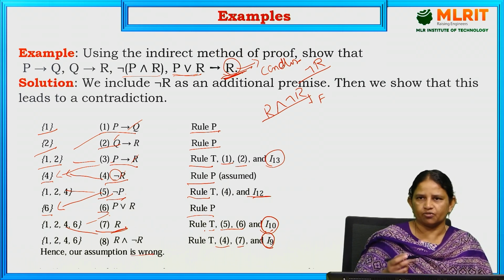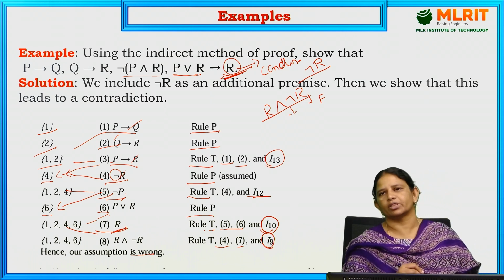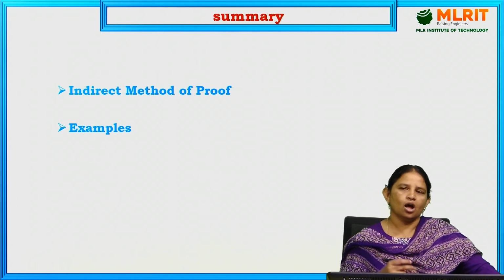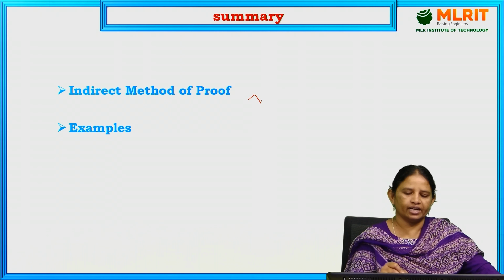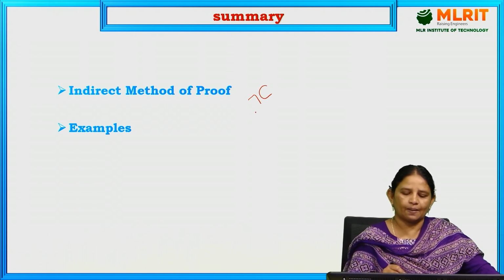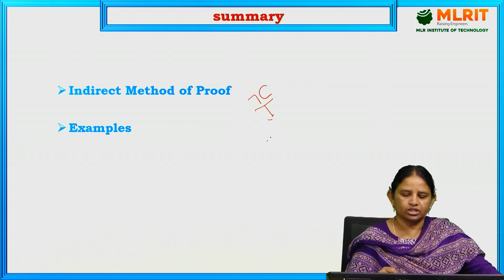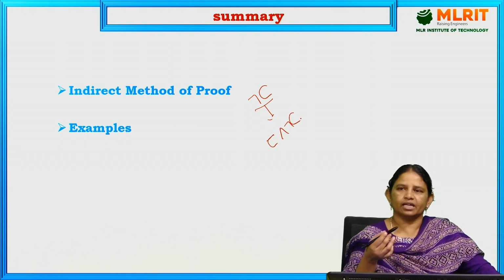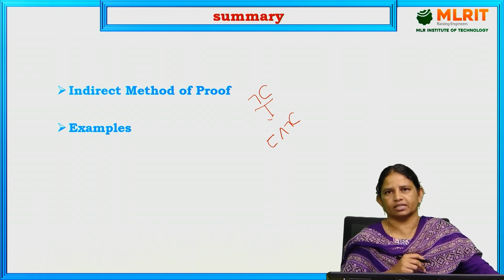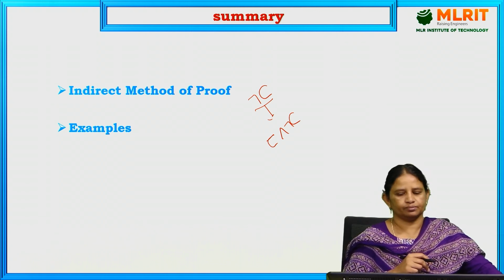Whatever assumption we take, that is wrong, and this will lead to the contradiction. It is the indirect method of proof. In the case of the indirect method of proof, whatever conclusion has been given can be taken as an additional premise. For this additional premise, apply the negation. This can lead to the contradiction at the last step. Then we can say that it is the indirect method of proof. We can understand by taking some examples. Thank you.